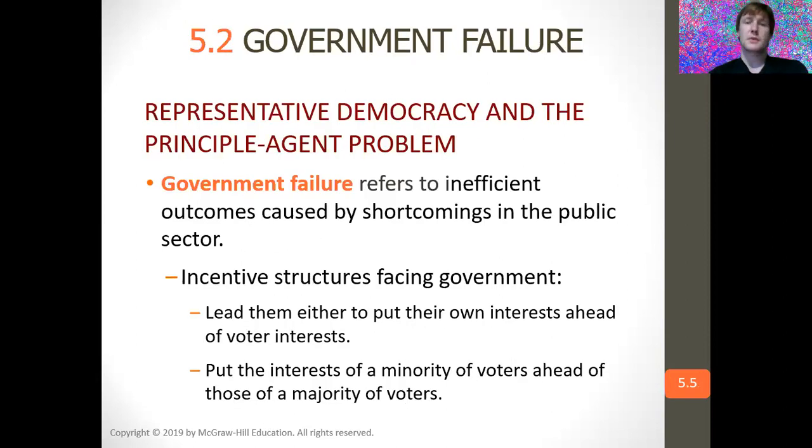And then government failure refers to inefficient outcomes caused by shortcomings in the public sector. So governments can put their interests ahead of voter interests. That happens a lot. And put the interests of a minority of voters ahead of those of the majority of voters. So they could be focused on, let's say, the population that votes for them. A certain party might be focused on helping a certain group that gets them elected, and they don't help anybody else. So that does happen. A party could be helping rich people because the rich people got them elected and not help anybody else. That happens a lot. Rich people or any other group.